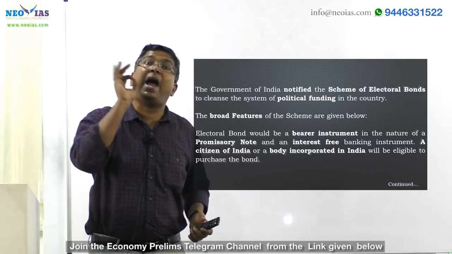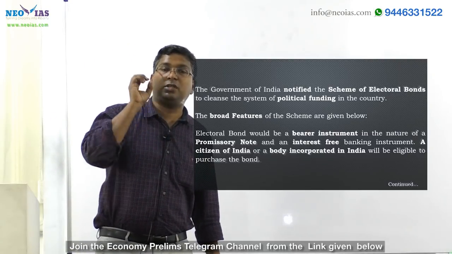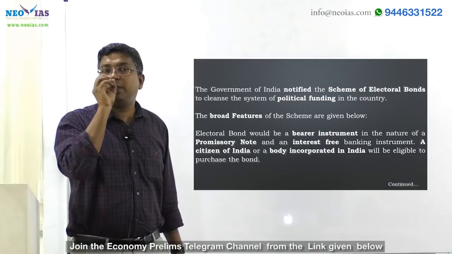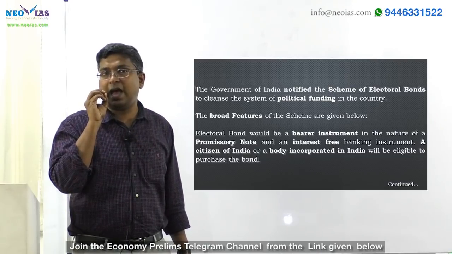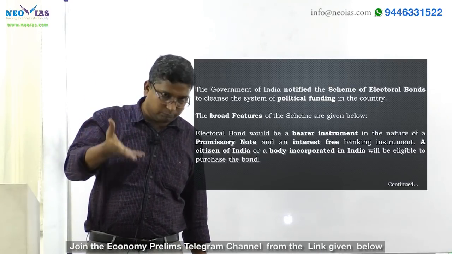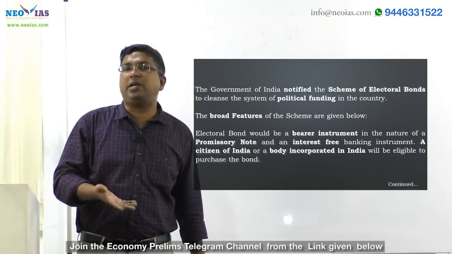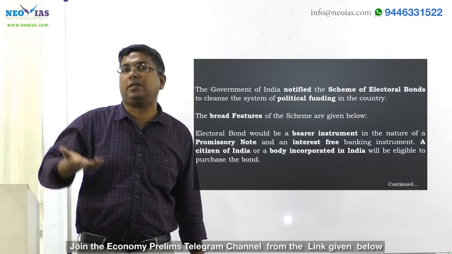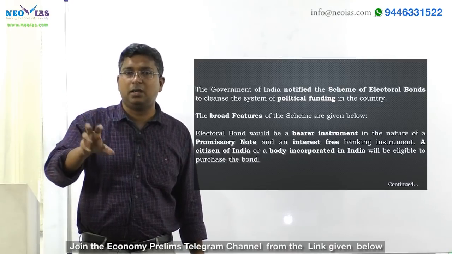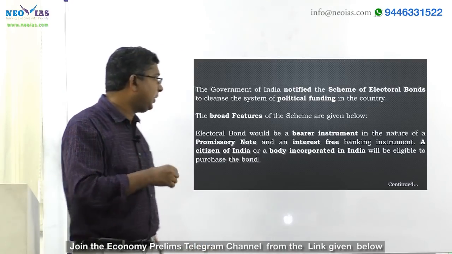It is only a banking instrument. It means that it can be purchased through a bank only, and if you want to redeem it, that also can be done through banks only. So it is a banking instrument which is interest free.